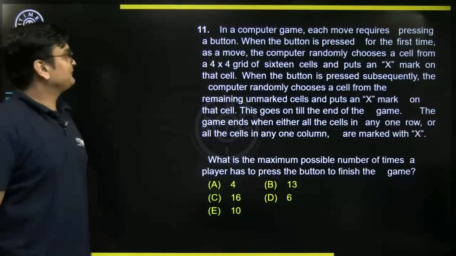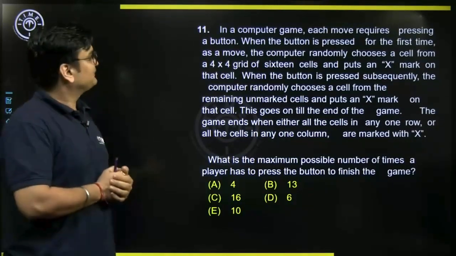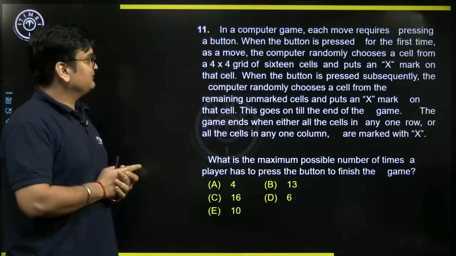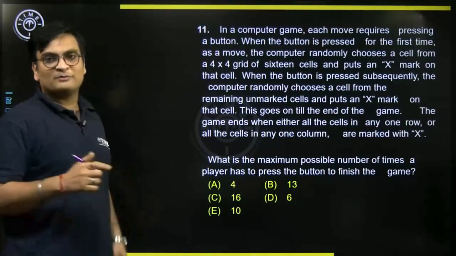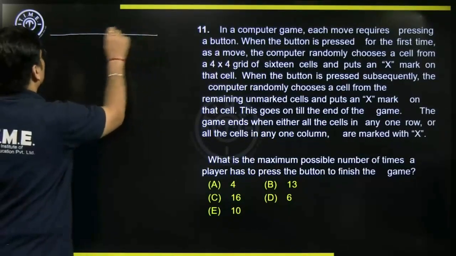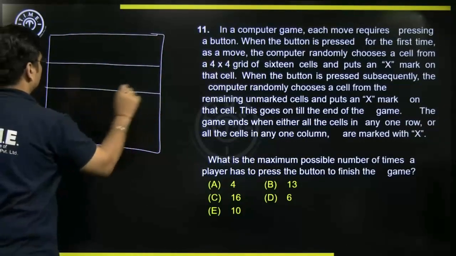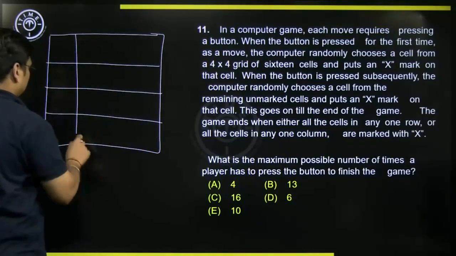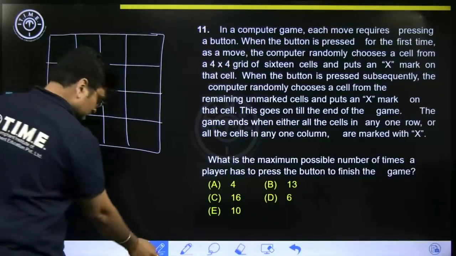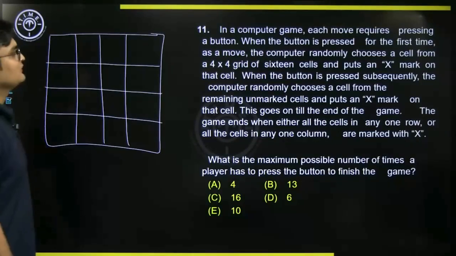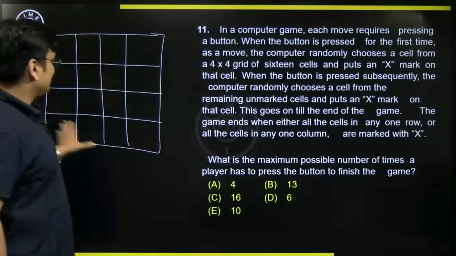Now question number 11. It says in a computer game, each move requires pressing a button. When the button is pressed for the first time as a move, the computer randomly chooses a cell from a 4x4 grid. So let me just draw a 4x4 grid here. Of 16 cells and puts an X mark on that cell. So at random it can place that X anywhere.